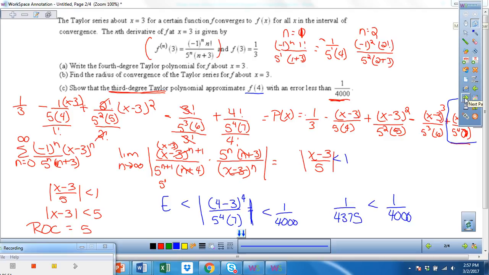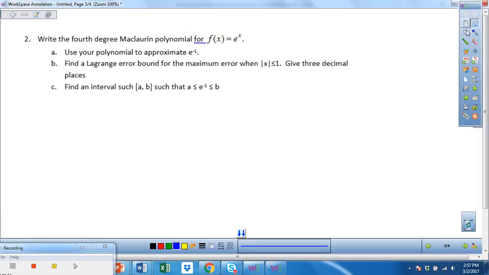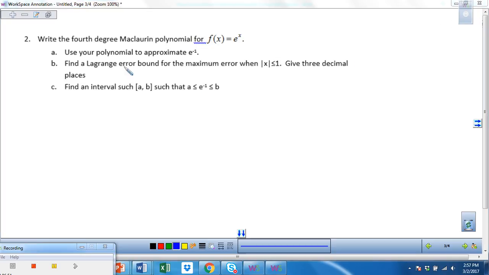Okie dokie, boys and girls. Let's move on to the next one. This is a problem from your homework assignment. It's number 2 from homework. And here we're using our polynomial e to the x to approximate e to the negative 1.